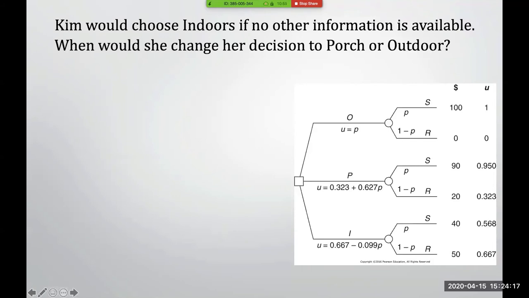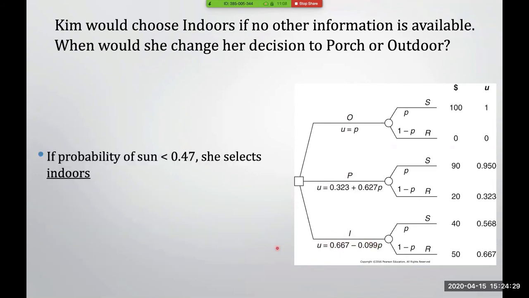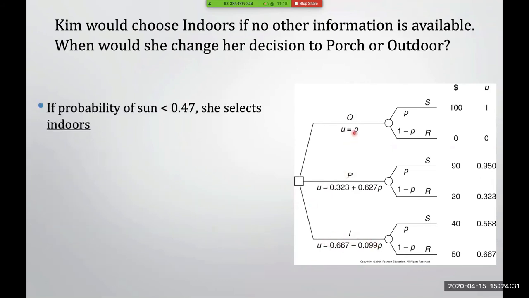Okay, now is the time to decide what P would lead Kim to choose this one, what P would lead Kim to choose this one, and what P would lead Kim to choose this indoor option. As it turns out, you can compare this one with this one with this one. Turns out if P, the probability of sunny day, is less than 0.47, then the U value here would be the highest of the three.